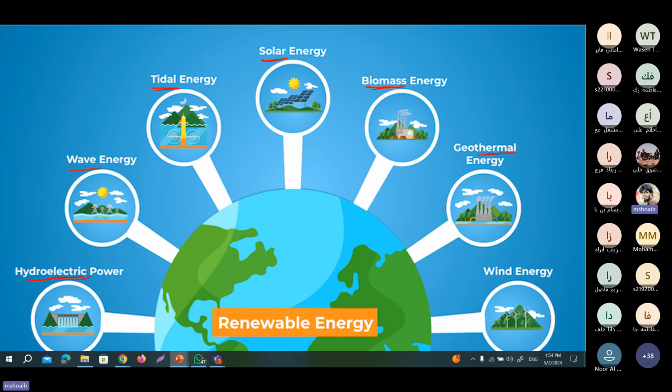Geothermal is a form of heat energy present under the ground, because you know that the deeper you go under the ground, there are some plates with very high temperature. So this is geothermal energy. And finally, the wind energy. There are some other forms also, but these are the basic, main parts of renewable energy.